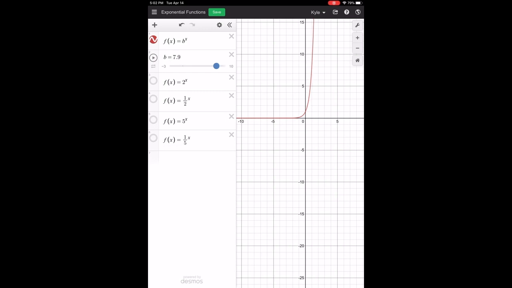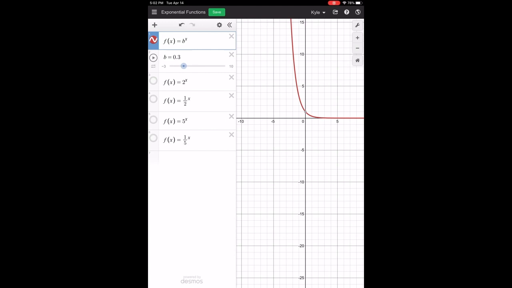When did I have decay? Let me drag the slider around and let's see. My graph was curved downwards when b was between 0 and 1. When I had those small fractions and decimals, that's when I had exponential decay. That's when, as x increases, the points decreased, and they decreased quite a lot.